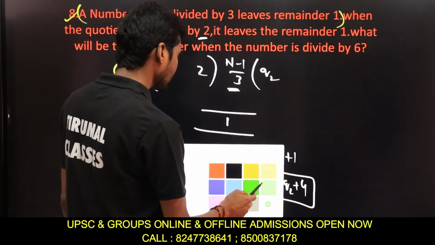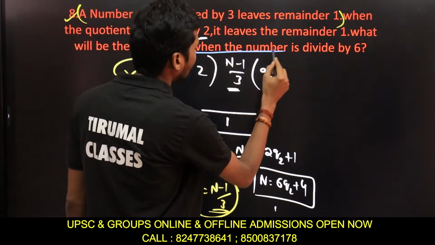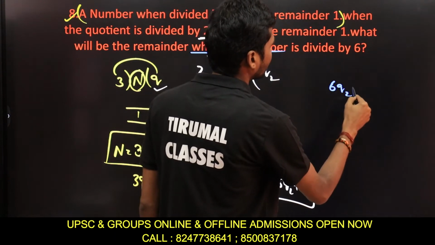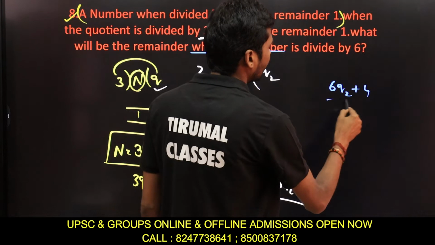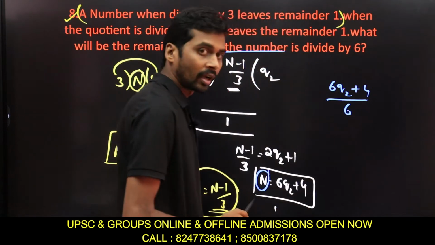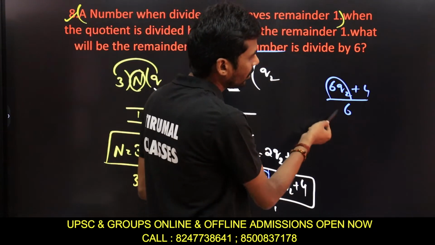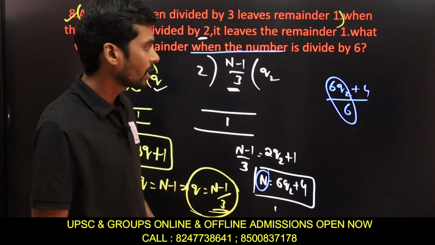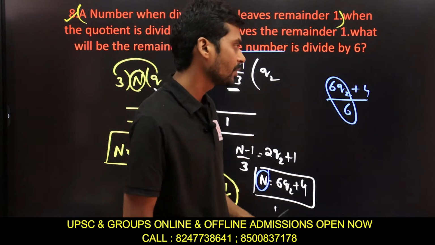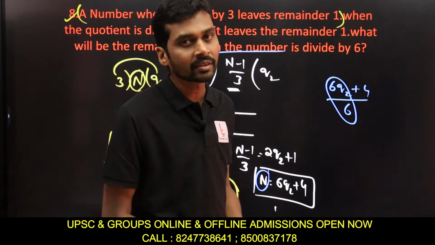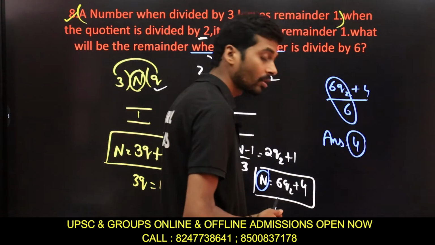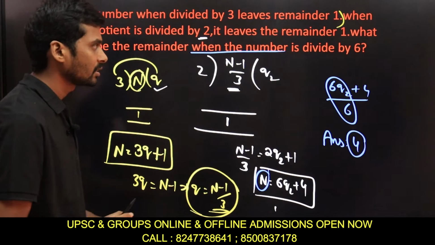The final condition is: what will be the remainder when the number, which is finally 6q2 + 4, is divided by 6? What is the remainder we'll get? 6q2 by 6 gives remainder 0. The remaining part is 4 by 6. When a smaller number is divided by a larger number, the remainder is always the smaller number. So 4 by 6 means 4. The final answer is 4.